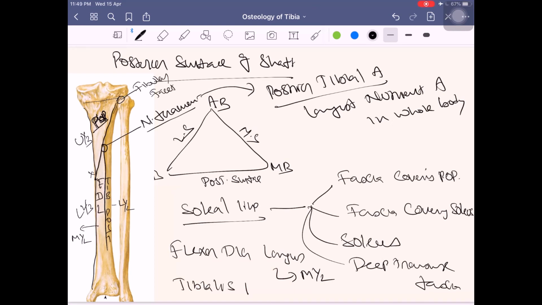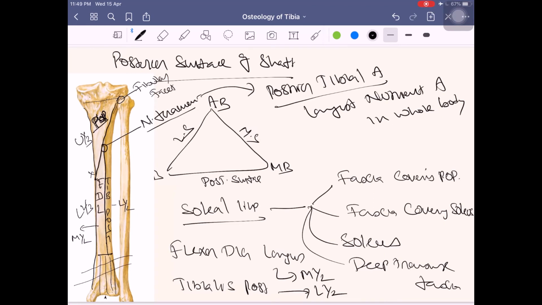You can see that after this the line is no more appearing, so your lower area is again related to structures. There are so many structures, just like we have seen anteriorly from medial to lateral. In the lower quarter of the posterior surface you have a retinaculum that we call the flexor retinaculum. These are all the structures from medial to lateral.